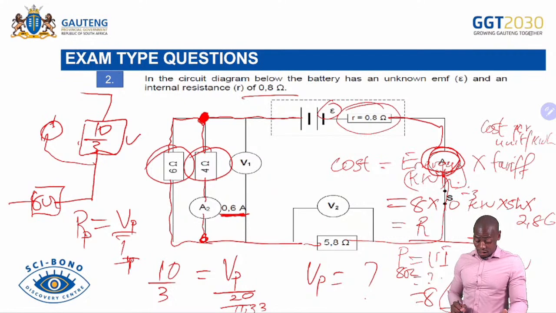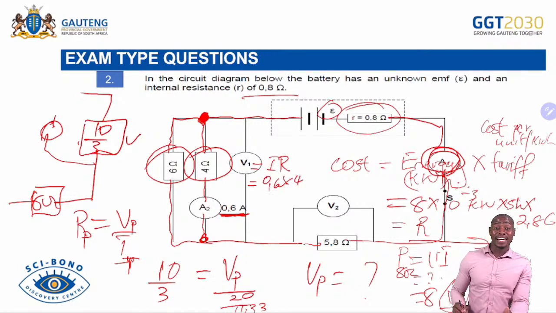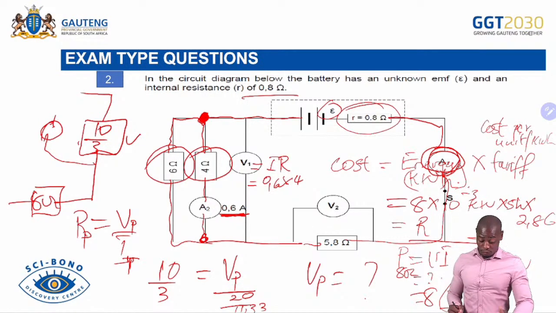the V parallel, or the potential difference across the parallel connection. So we can get that. You can get V1 using IR. What is your I? 0.6. What is R? It is 4, because this 0.6 is the current that passes through the 4 ohm resistor. Then we'll get that V, in volts.